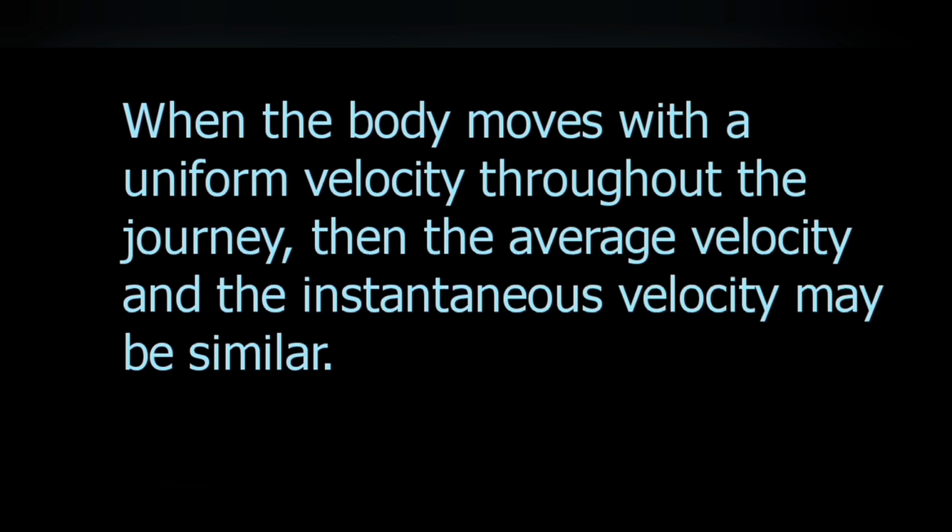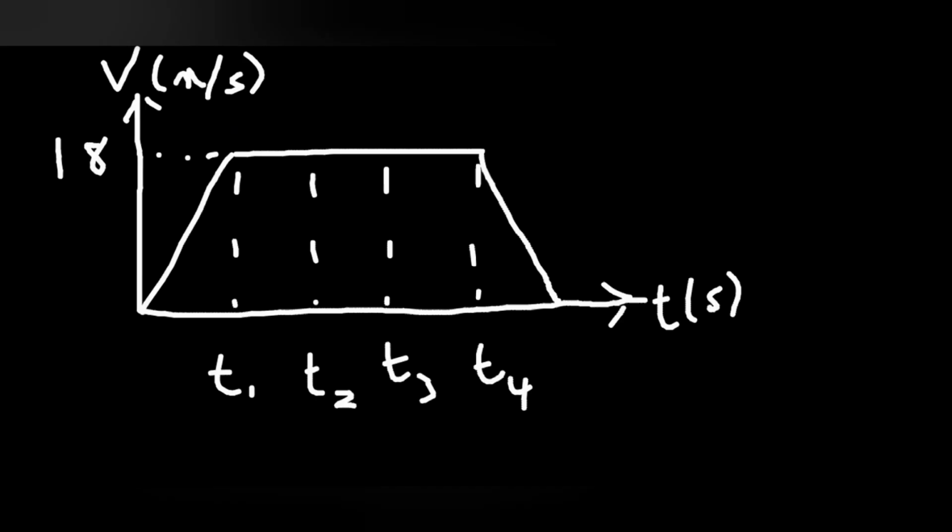This is true if during the motion the body does not change its velocity, that is, it maintains a uniform velocity. The moment the body changes its velocity, then the average velocity will not be the same as the instantaneous velocity. Let's consider this velocity time graph.